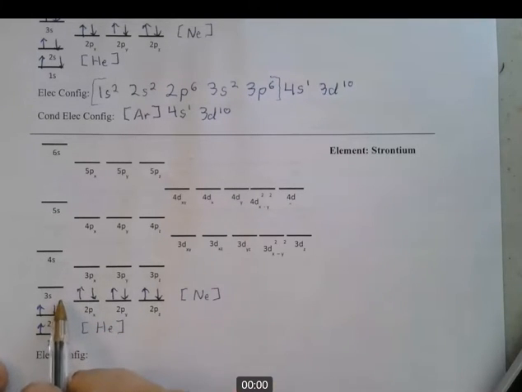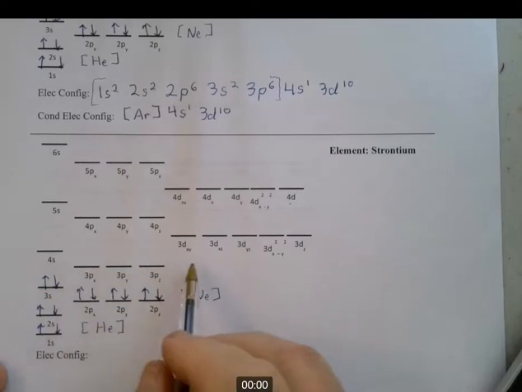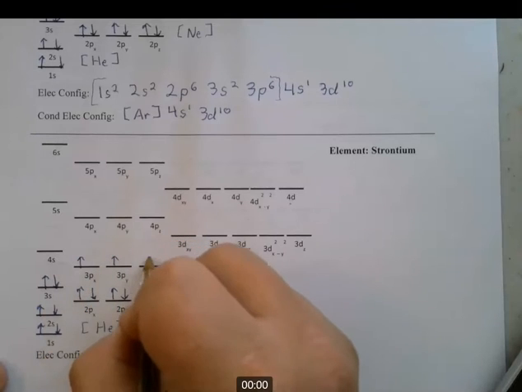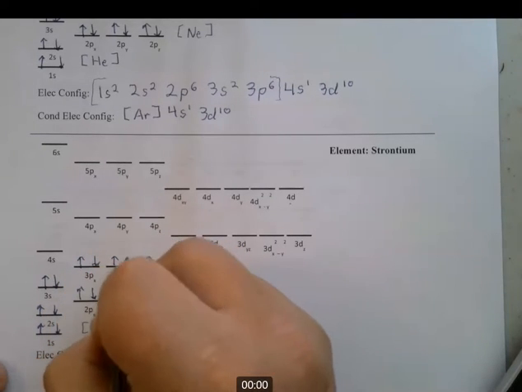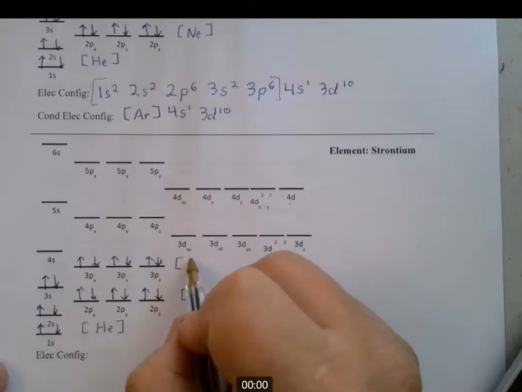Okay, 3s, so we're now down to sodium, magnesium, up arrow, down arrow. Now you're ready to go up to 3p. So it's up, up, up, and then down, down, down, and the noble gas that represents is argon.